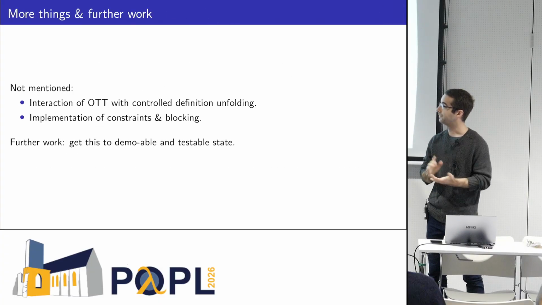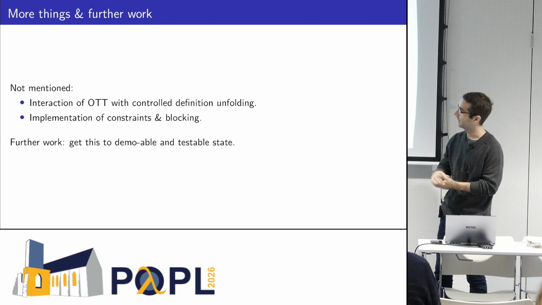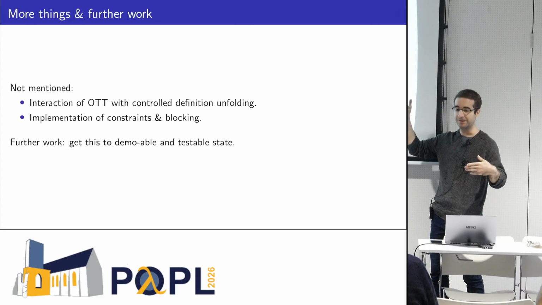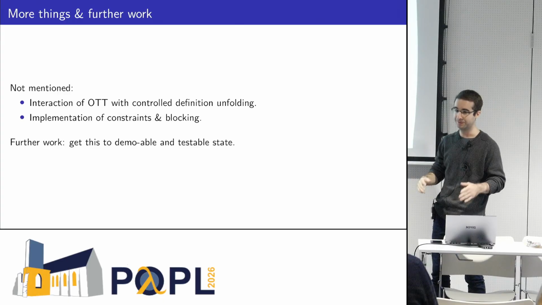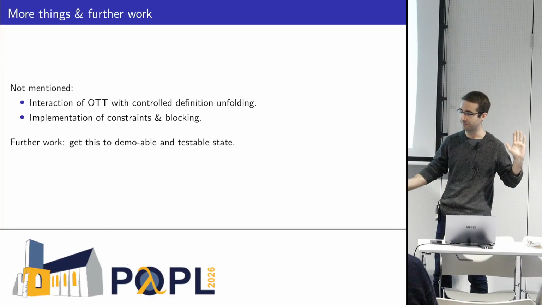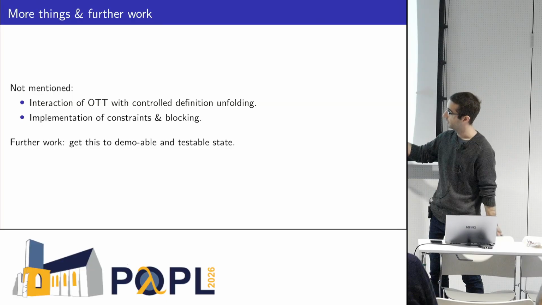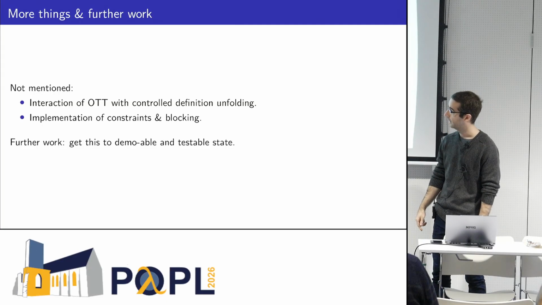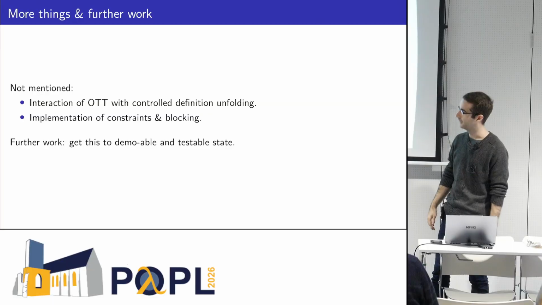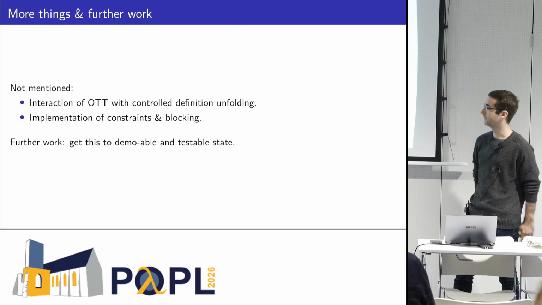Okay, so more things and further work not mentioned. Like, how does this work together with control definition unfoldings? Also an essential production feature. You don't want to fully unfold every definition all the time, because it's horrible for performance and also for user interaction. There's also implementation of constraints, and the primary further work is just to get this to a demo-able and testable state. And that's it.